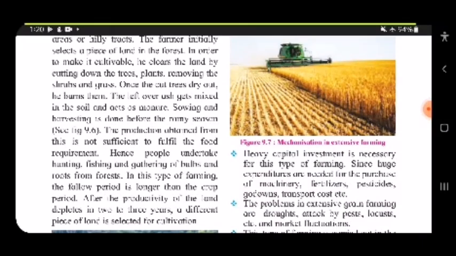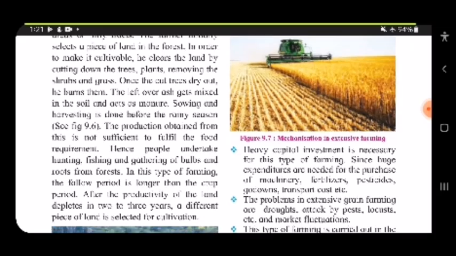The farmer sees the piece of land, he cuts the dead shrubs or the trees which are there, and then he starts growing the new plants. Once the cut trees dry out, he burns them. The leftover ashes get mixed in the soil and act as a manure. So when he burns the trees, the ashes which are left, that goes into the soil and that acts like a manure, a food for the plant.